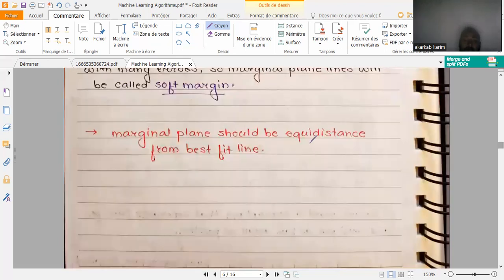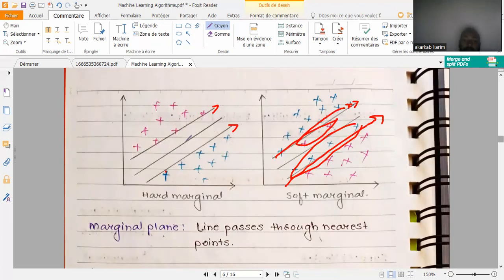So the marginal plane should be equidistant from the specific line. I mean, if we look at this figure, we need to have the same space here and here, and also here. This equidistance should be maintained.